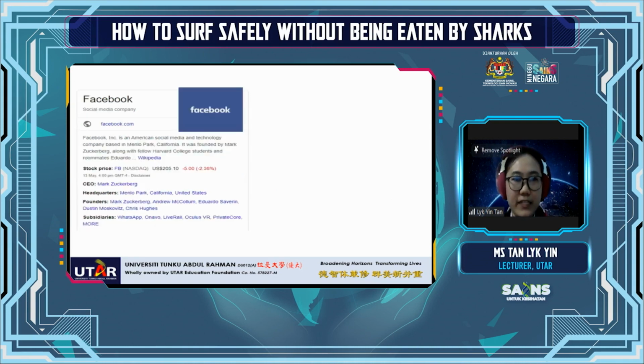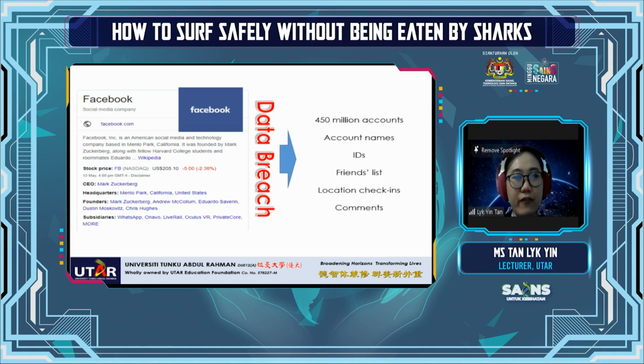Another example is Facebook. In April 2019, Facebook disclosed a massive data breach that affected the information of roughly 450 million accounts. The data included the account's name, ID, friend list, location check-ins, and comments.